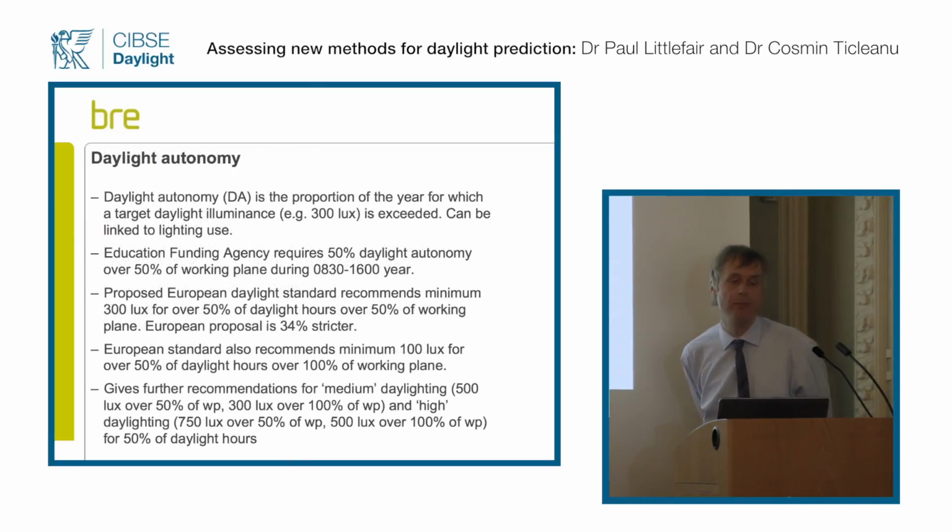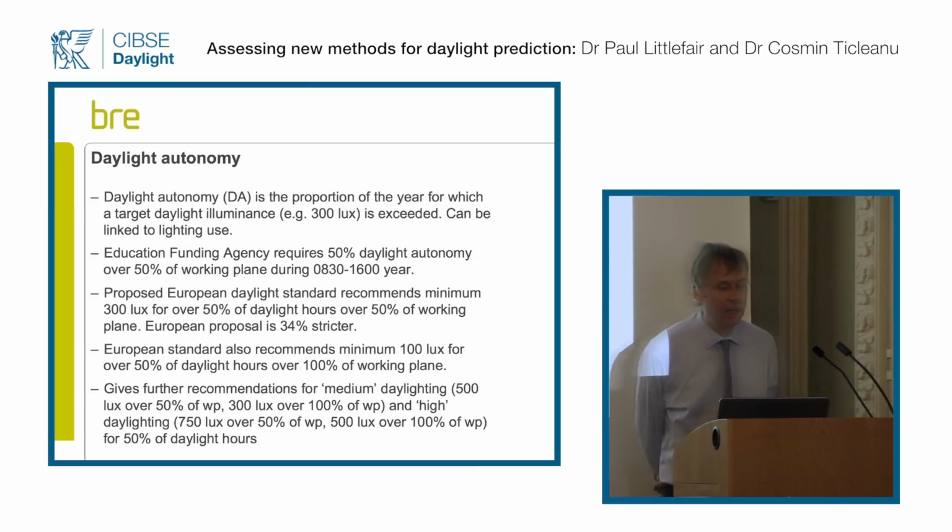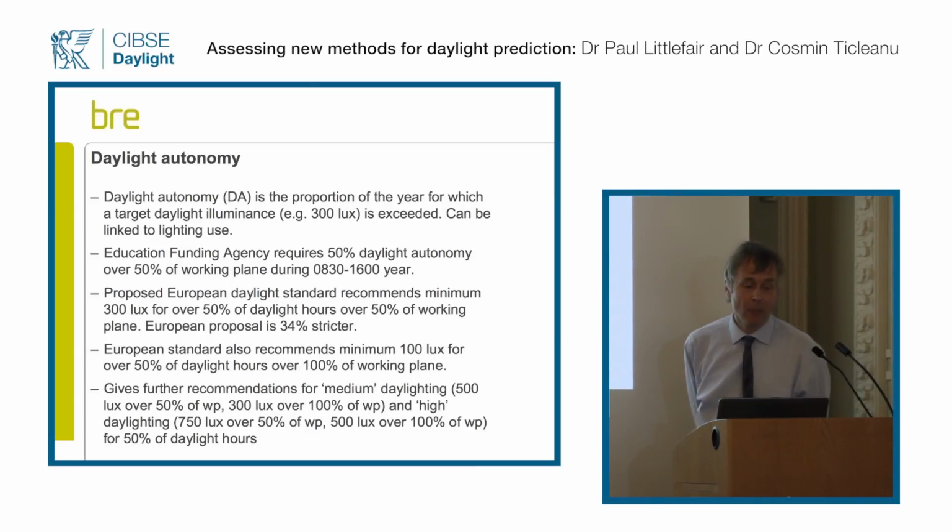So the first of these numbers is the daylight autonomy. And the daylight autonomy is the proportion of the year for which a given target daylight illuminance is exceeded. And often 300 lux is used as a basis for this, because it's a typical lighting level in a school or office, something like that.